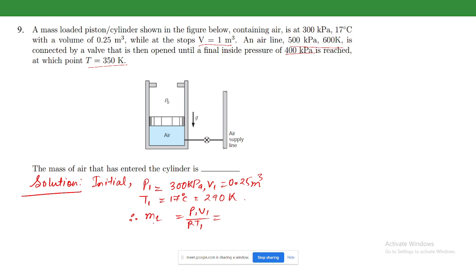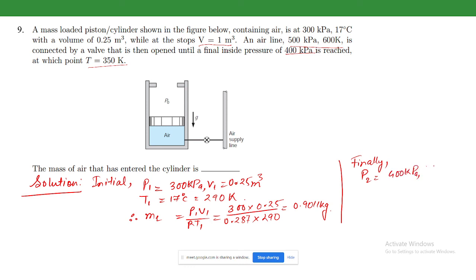So this is the mass initially inside the cylinder. This is 300 into 0.25 by 0.287 for air and 290. So this value comes out to be 0.9011 kg. Again, finally, the final pressure is 400 kPa. Final temperature is 350 Kelvin, and the final volume is 1 meter cube.